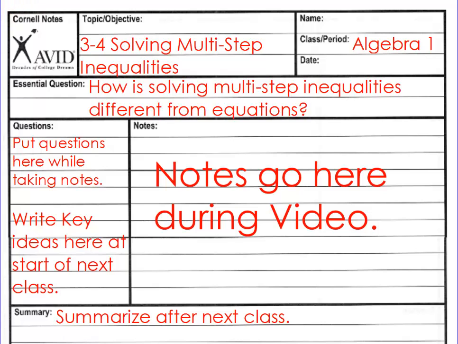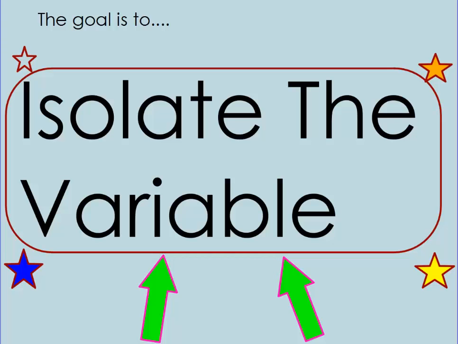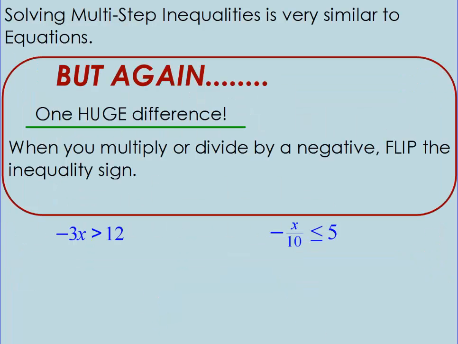So let's begin. This is still the key concept of the last few weeks. We have to isolate the variable. So you have to get the variable by itself. And this still goes on with multi-step inequalities. But just another reminder with inequalities, the one huge difference is when you multiply and divide by a negative, you flip the inequality sign.